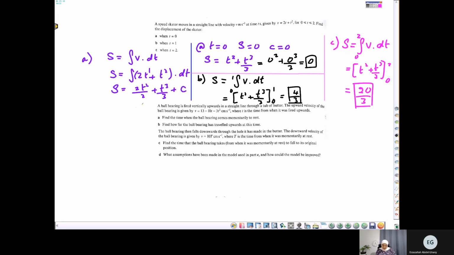There is another method also for part A. If you don't wish to use the C, you can say it is S equals integral from 0 to 0 of V dot dt, because at time t equals 0. So it's a good method also. You will get the same answer, which is 0.